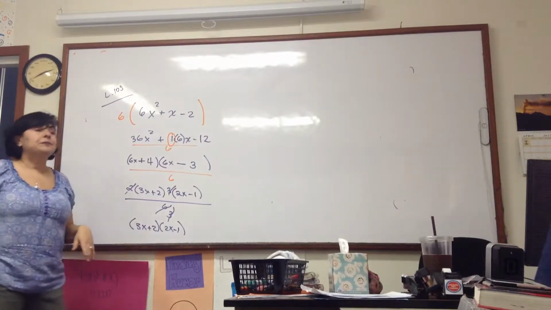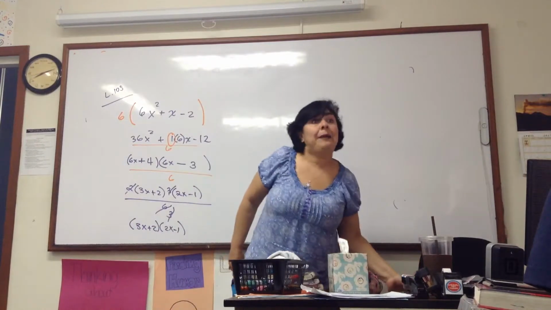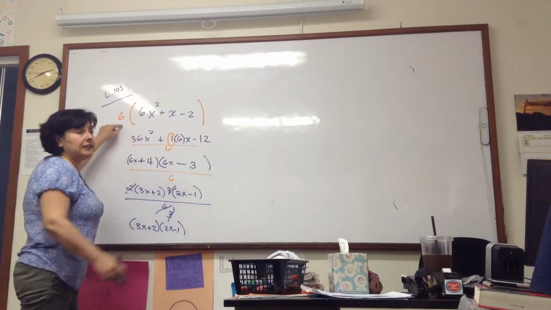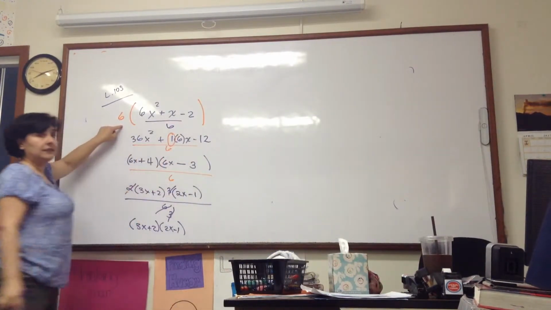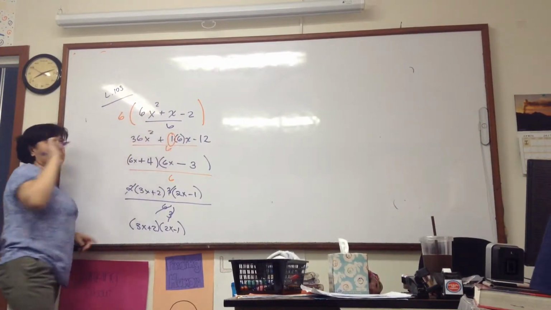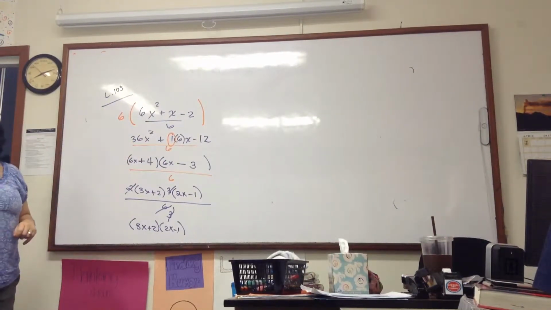Okay? And why do you divide it by 6? Because I multiplied by 6. So that 6 can go with the 6 and it's 1. Okay? So it's always going to be the number that's right next to the x squared.